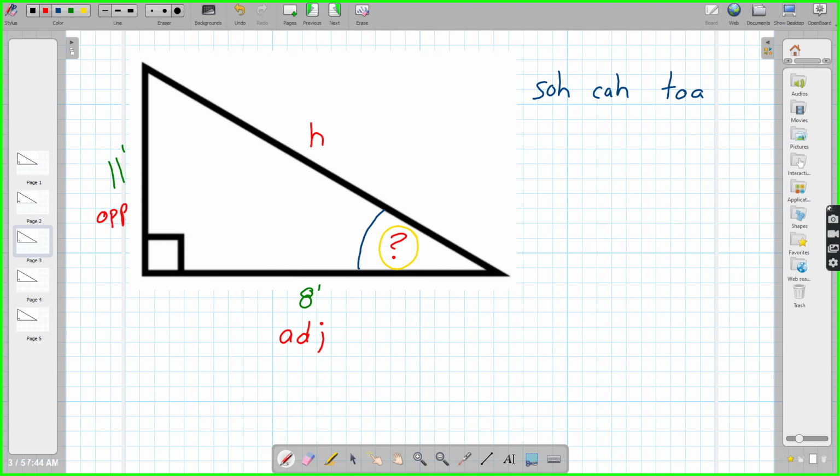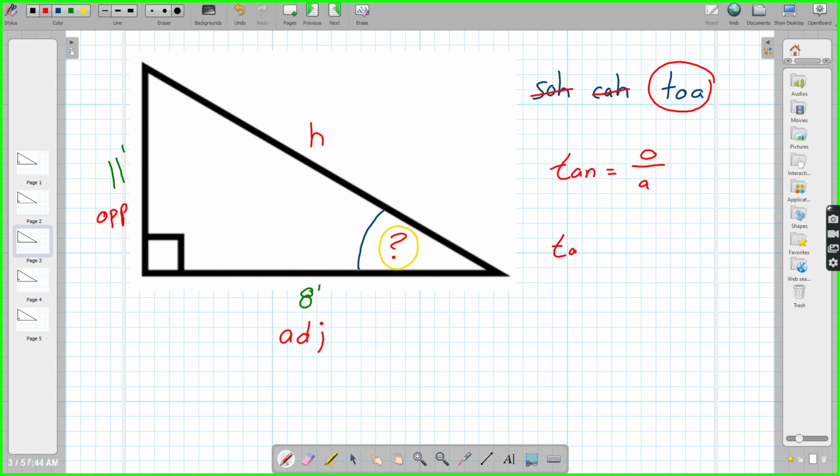So if I take a look at my different functions, I've got opposite and adjacent. Can't use that one. Can't use that one. I can, though, use the tangent. So I'm going to say tangent. We know it equals opposite over adjacent. When we're trying to find an angle, though, we're going to use an inverse tangent.